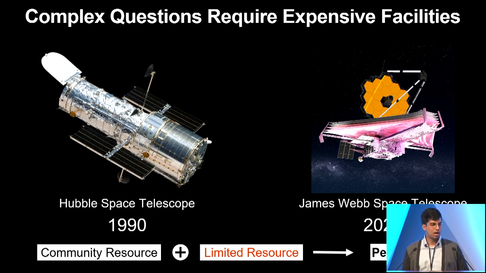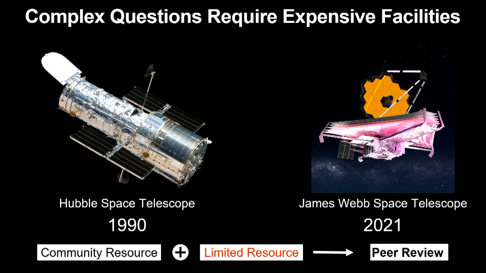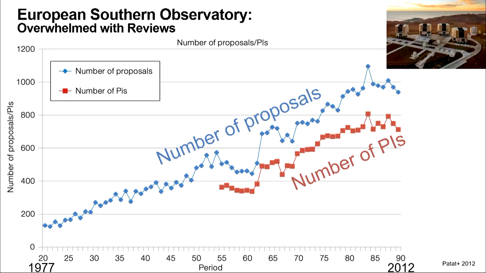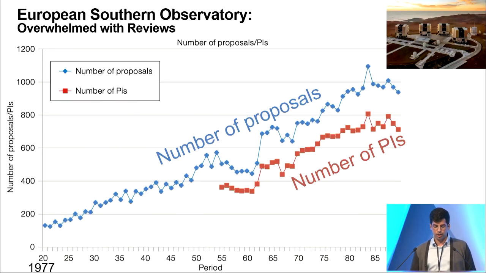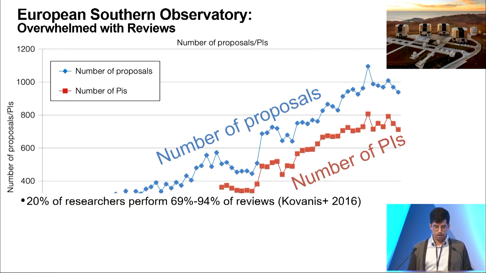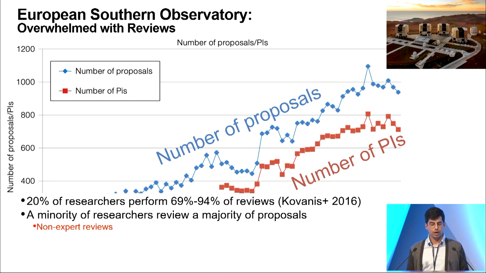And so a peer review process was created requiring a proposal for an astrophysicist to be able to perform their experiments. As an example, the European Southern Observatory has been overwhelmed with reviews. They have tracked how many proposals they have gotten over the years, and they have five times more proposals than they did in 1977. A study in the biomedical field found that 20% of researchers perform over 70% of the reviews.